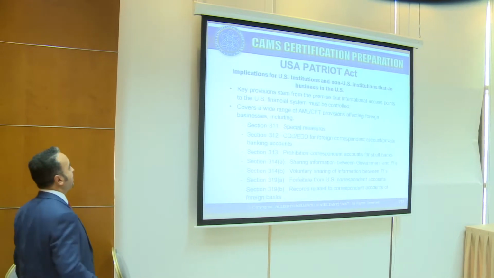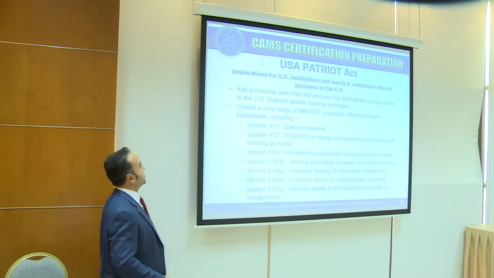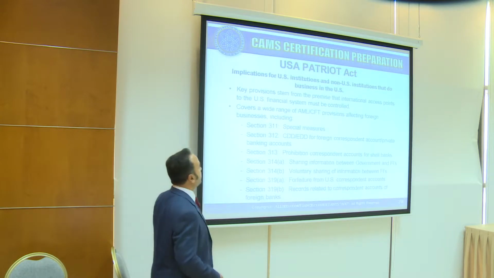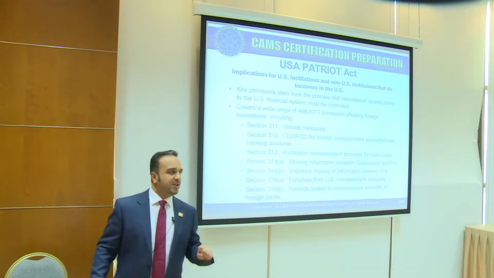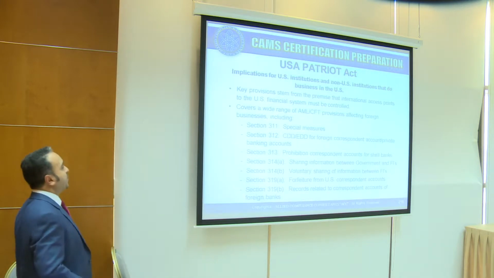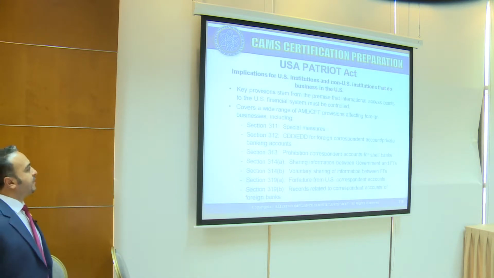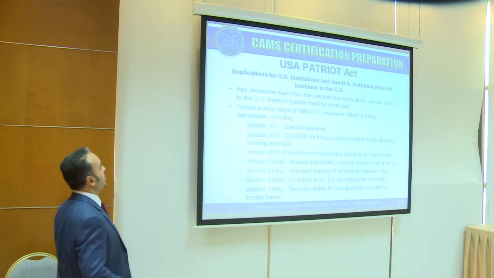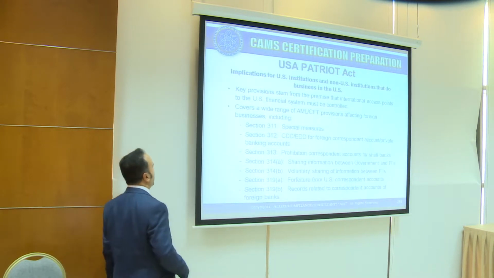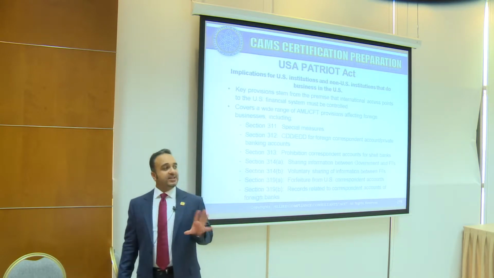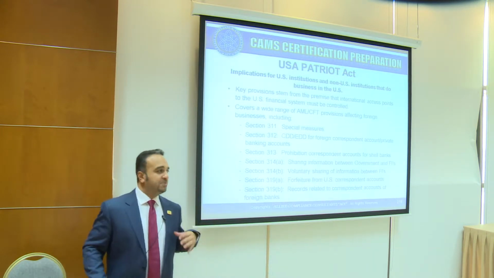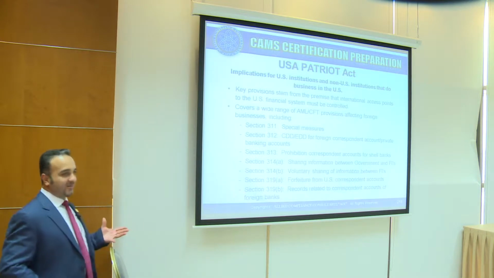So the implication for the U.S. institution and non-U.S. institutions that do business in the U.S. is clearly the main focus of the U.S. Patriot Act. The key provisions arise from the premise that international access points to the U.S. financial system must be controlled. So if you have an access to the U.S. financial system, you must be controlled, right?